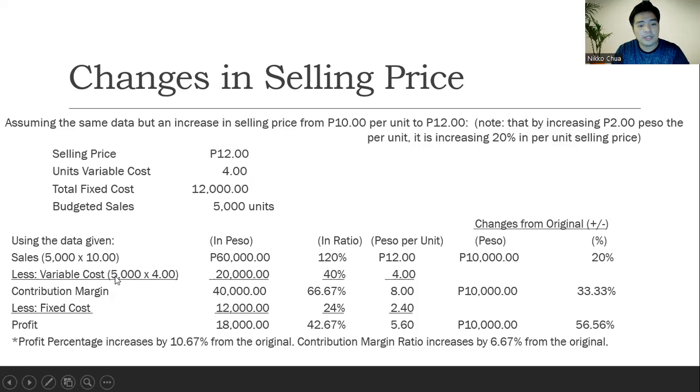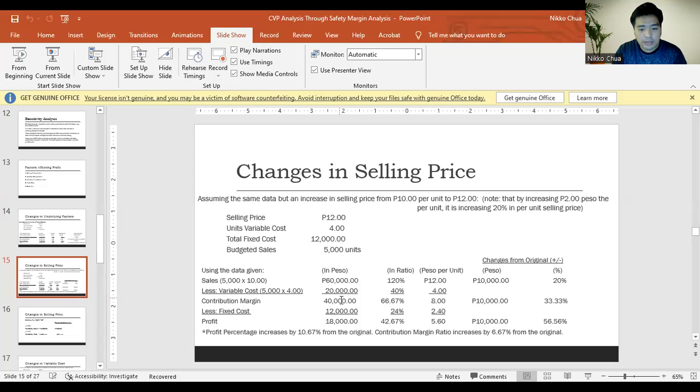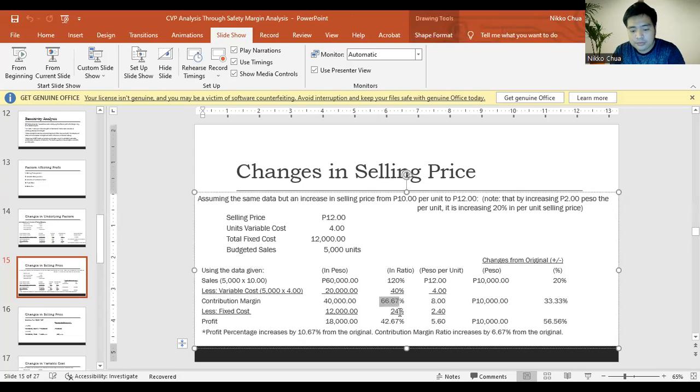Sorry. Then in ratio, that is 120%, less the variable cost, still 20,000. That is 40, that is 80%. It should be 80%, then 8 peso. So let's fix this a little. 80%. So it is 80%. Then this is 12 peso.